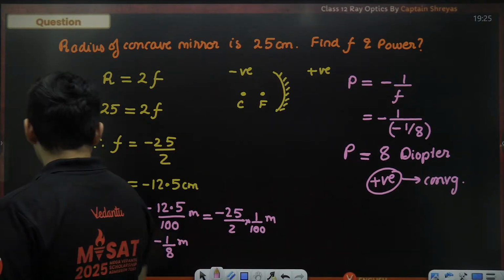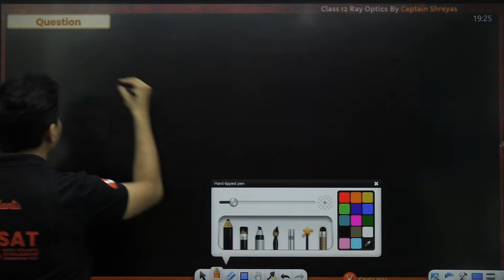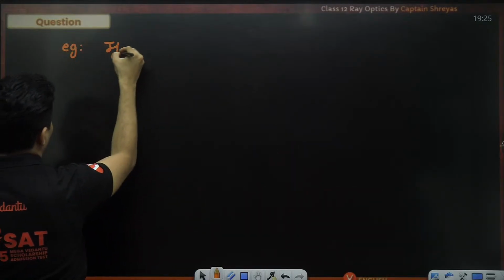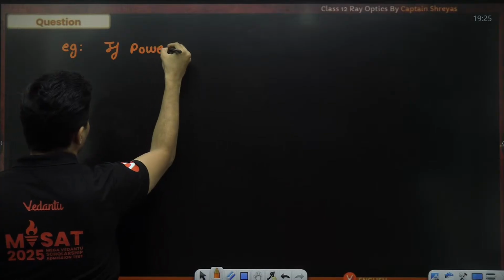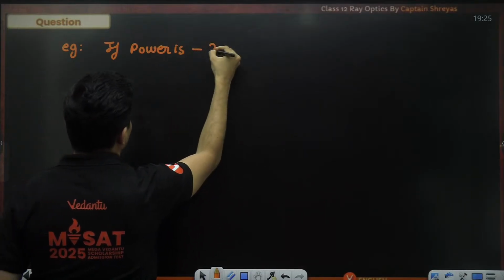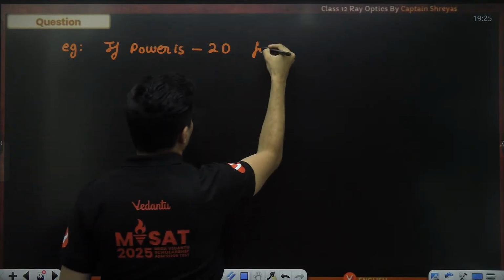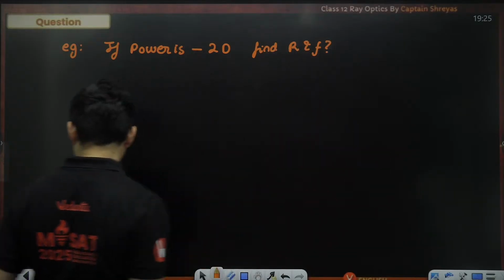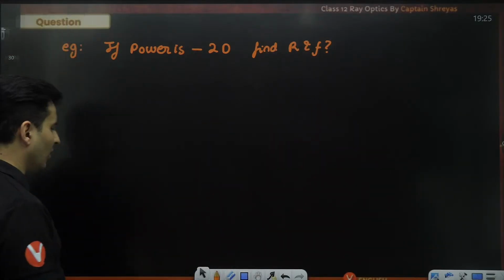Got it? Let's do one more question coming up on your screen. If power is minus 2 diopters, find the radius and the focal length.